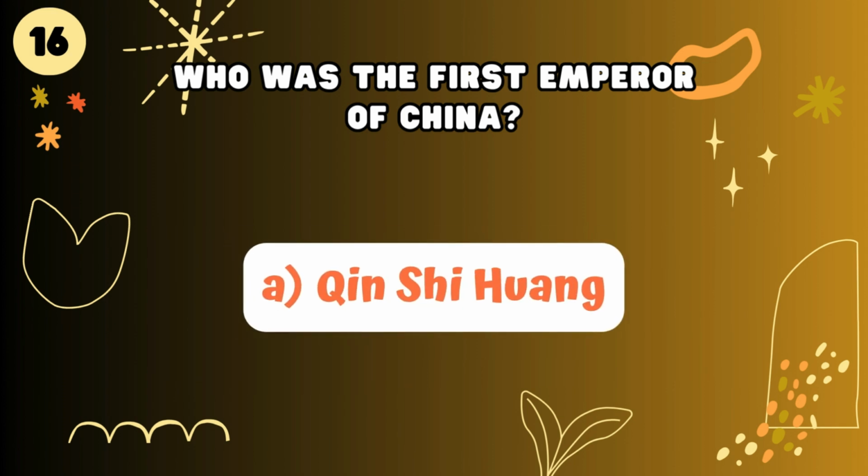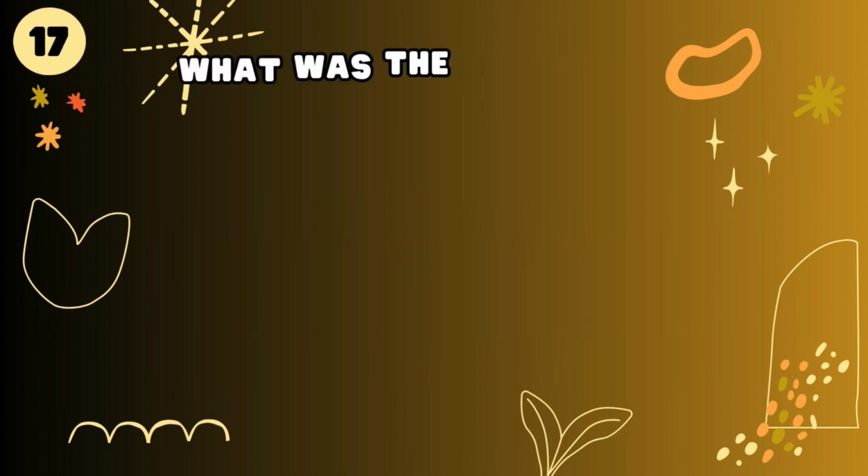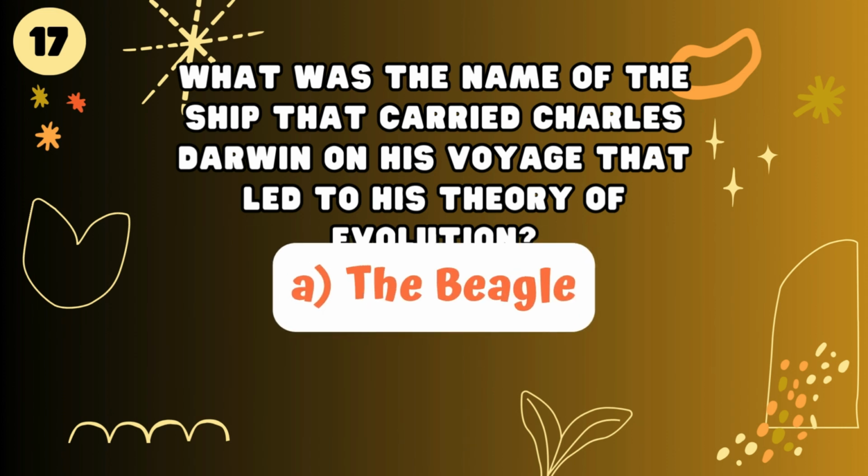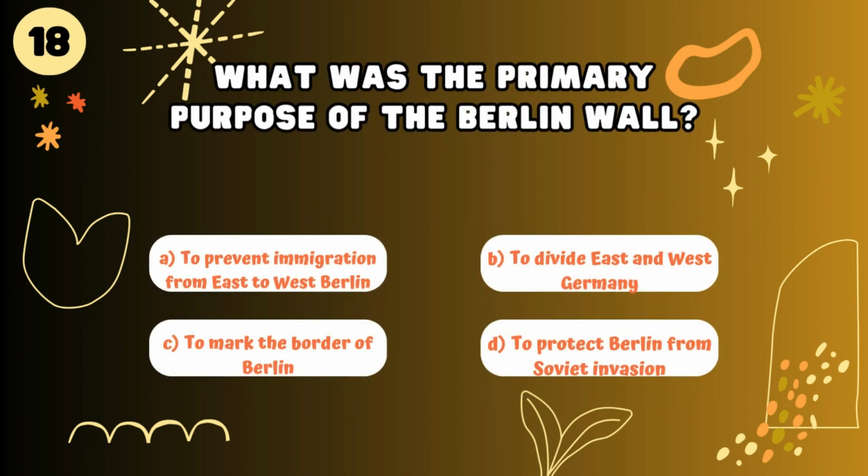Answer: Qin Shi Huang. What was the name of the ship that carried Charles Darwin on his voyage that led to his theory of evolution? The Beagle, the Endeavor, the Discovery, the Resolution. Answer: the Beagle. What was the primary purpose of the Berlin Wall?